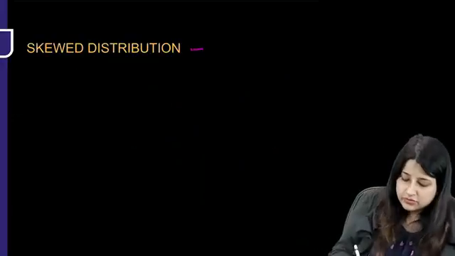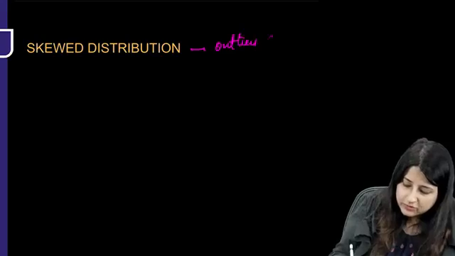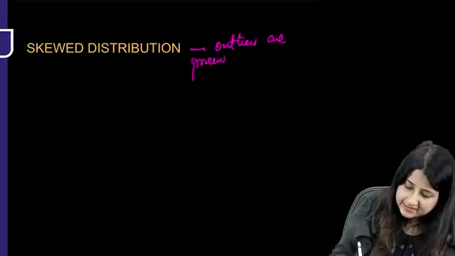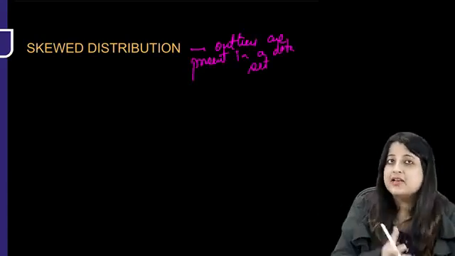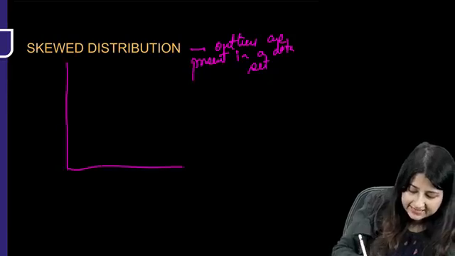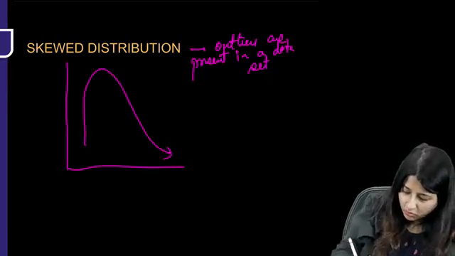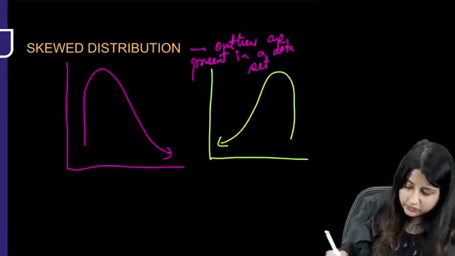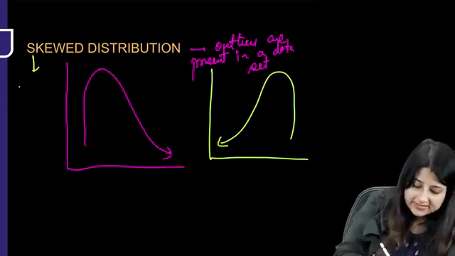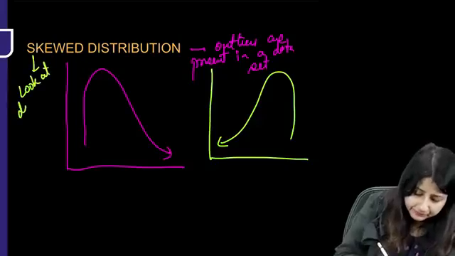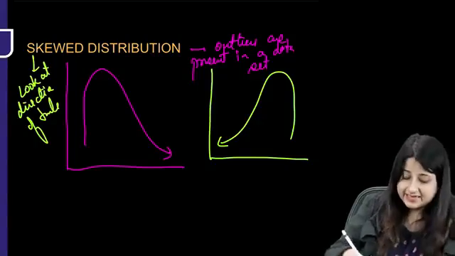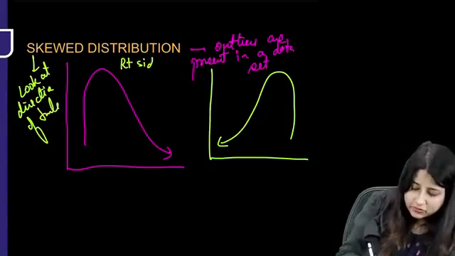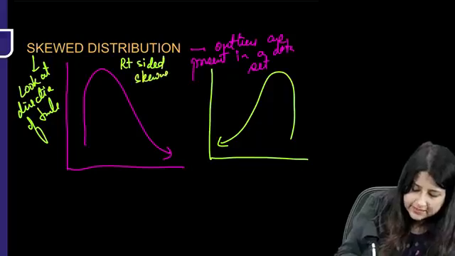Next is skewed distribution. Skewed distribution happens whenever outliers are present in a data set. When outliers are present in a data set, they are going to tilt your data, so it's going to become skewed. Now, it could be a right-sided skewness or a left-sided skewness. To decide skewness, look at the direction of the tail. Here it is pointing towards the right side. So this is right-sided skewness, or you could also say positive skewed. Right means positive skewed.